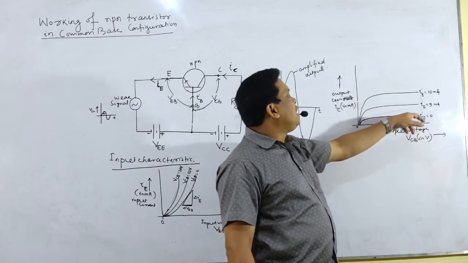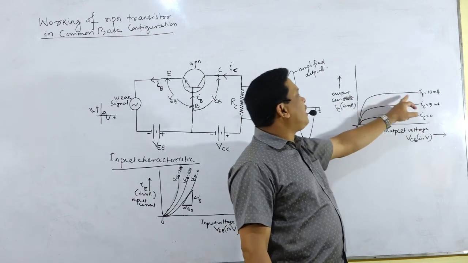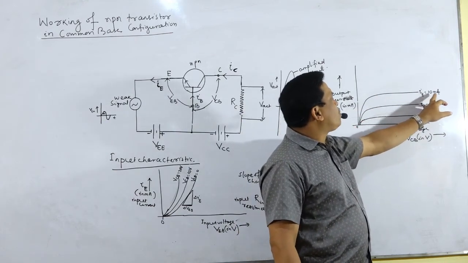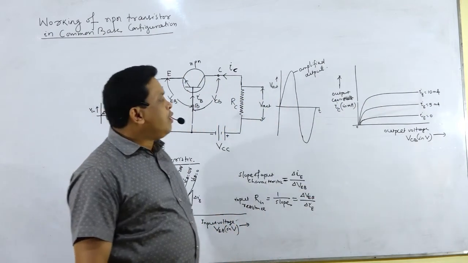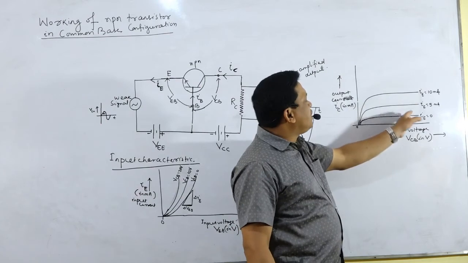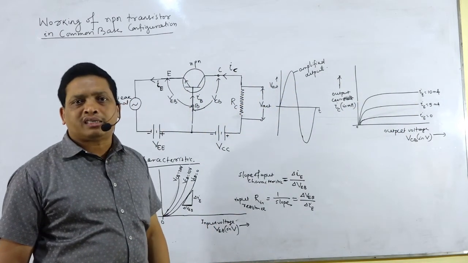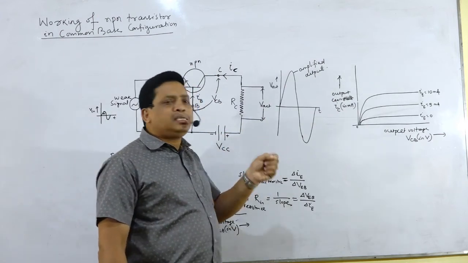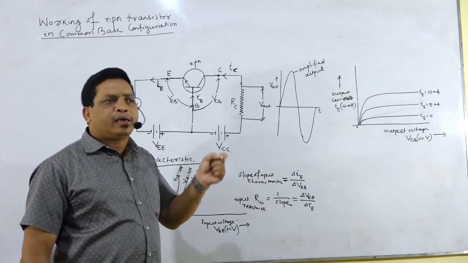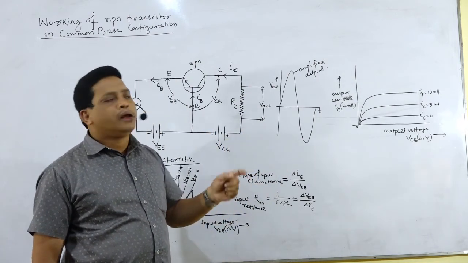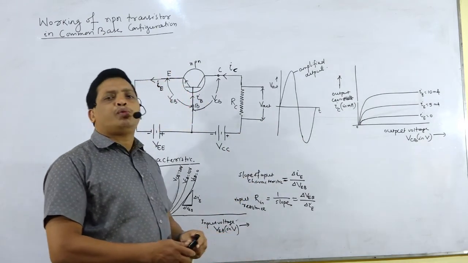Then we have kept IE constant at 5 milliampere, another graph. And when we have kept IE equal to 10 milliampere, we have got another output characteristic. So we have drawn here three different output characteristics for three different input currents. So output characteristic is a graph plotted between output voltage and output current, keeping our input current constant. Now let us see what information we get from the output characteristic.